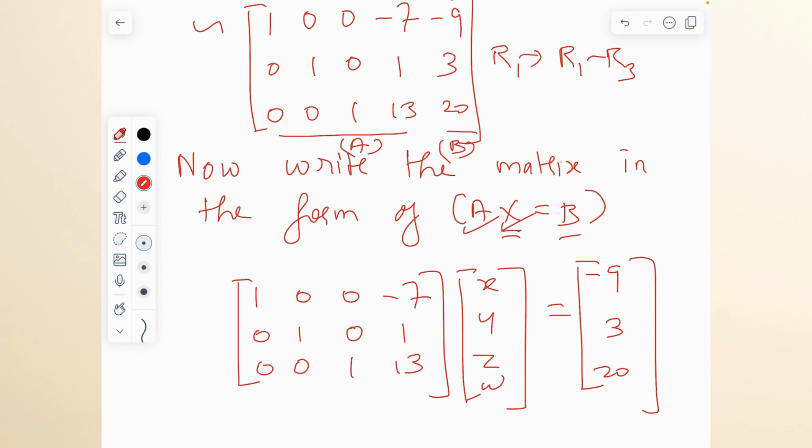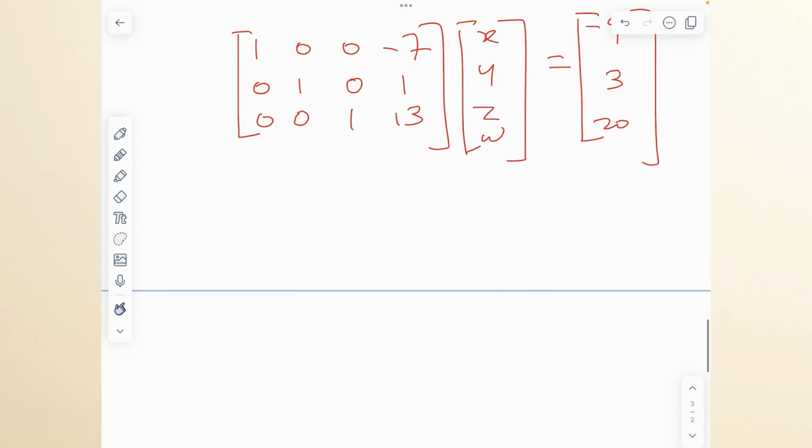So the next step, what we are going to do is write it in the form of equations. You just multiply the first row, first column, second row, first column, third row, first column. You equate and write it on the right hand side of the equation. That is all.